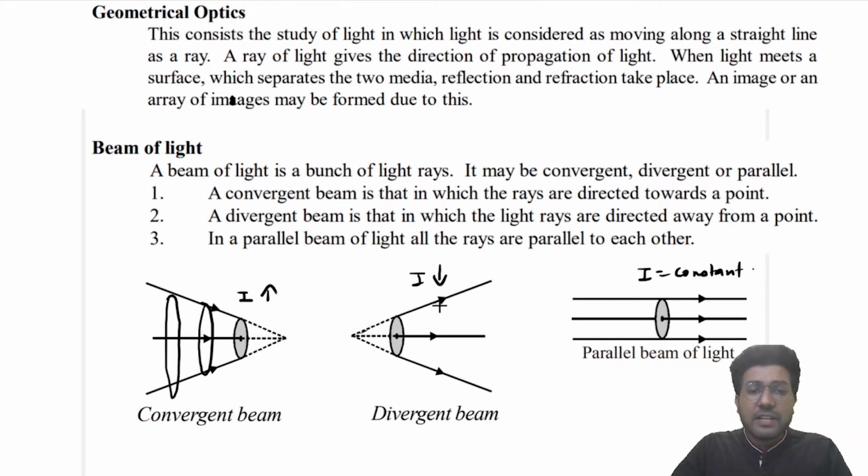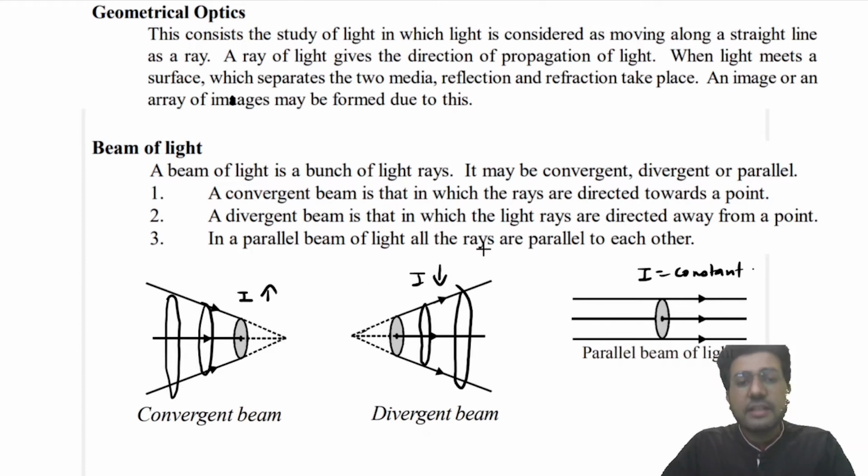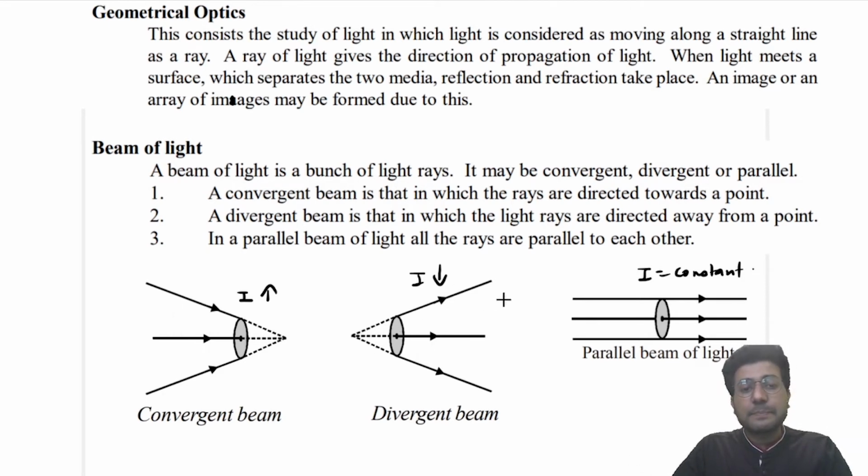In a divergent beam of light, the area increases. So in a divergent beam of light, you will say that the intensity is decreasing. Then there is a parallel beam of light in which the intensity remains constant and the rays are parallel to each other.